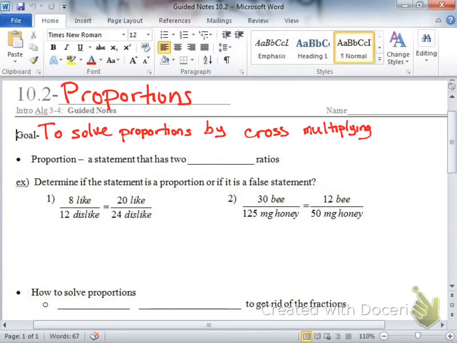Alright, so the first thing we should probably talk about is what is a proportion? A proportion is a statement that has two equal ratios. So yesterday we learned what ratios are. A ratio is a comparison of two numbers. Today we'll still be comparing two numbers, but it's done twice with an equal sign in the middle. That's what makes it a proportion. So you have two ratios and they're equal to one another.